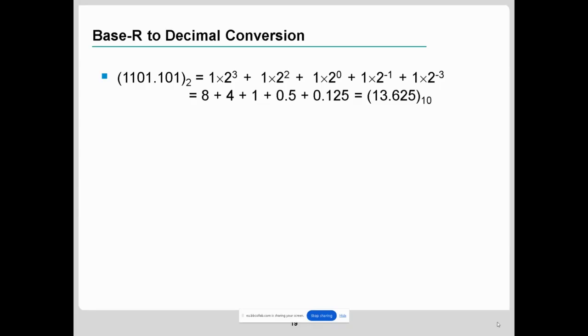Okay, why did we skip some zeros? Can you see? We have 2 to the power 3 and then 2 to the power 2. Where is 2 to the power 1? Because the third digit is 0, and anything multiplied by 0 is 0. Got it?